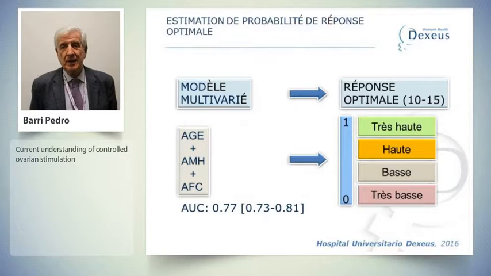And we agree that if we take into consideration the age of the patients, the anti-Mullerian hormone levels, and antral follicle count, and we combine these three markers, we will succeed in predicting the response of the patients. When we are close to 1, the possibility of an optimal response will be high or very high. If we are down close to 0, the possibility of an optimal response will be low or very low.